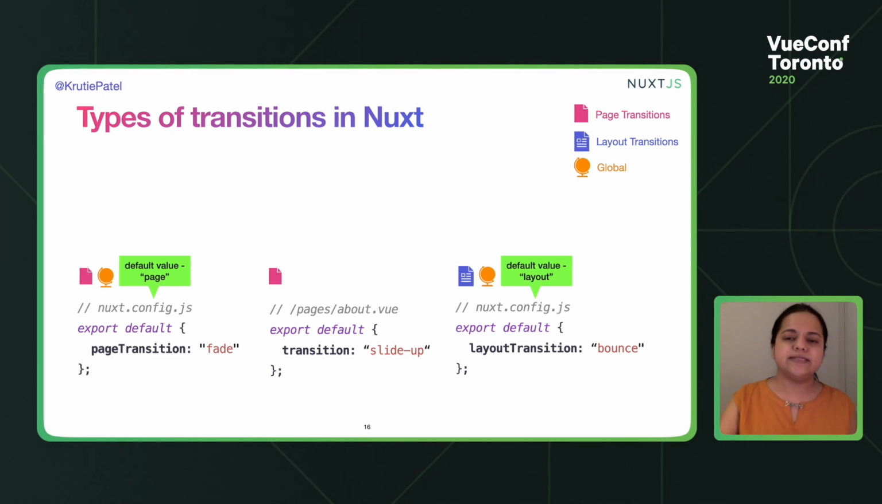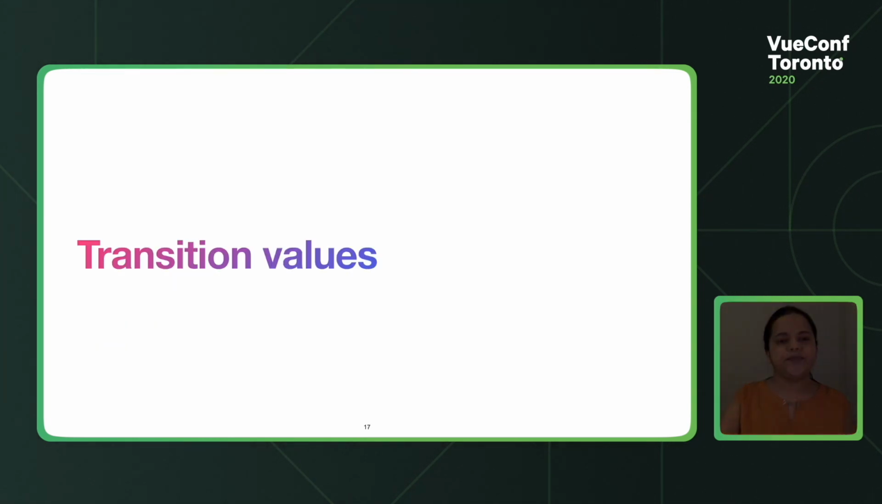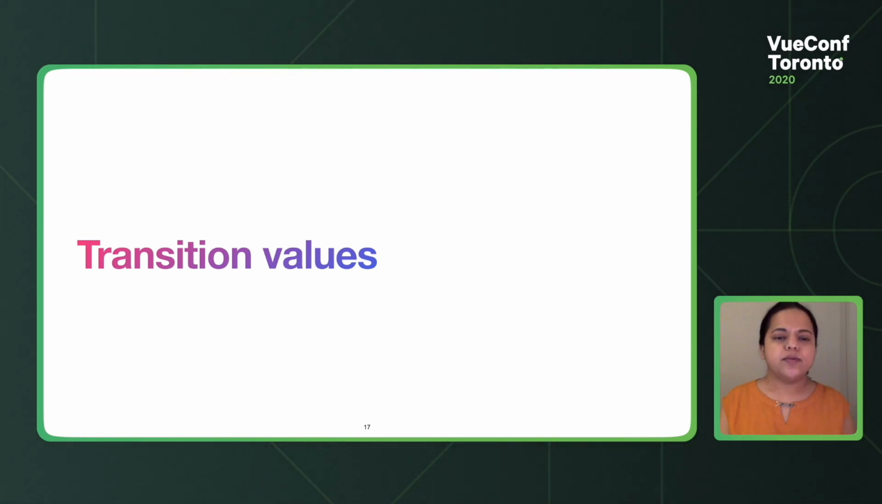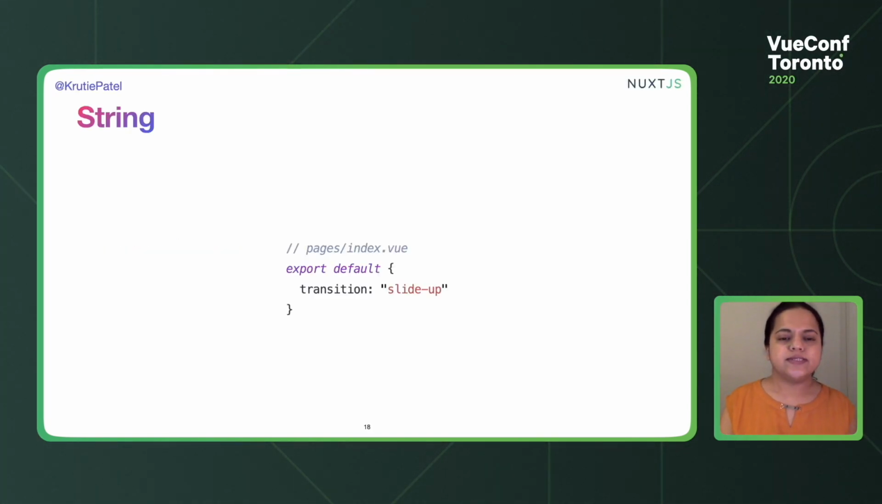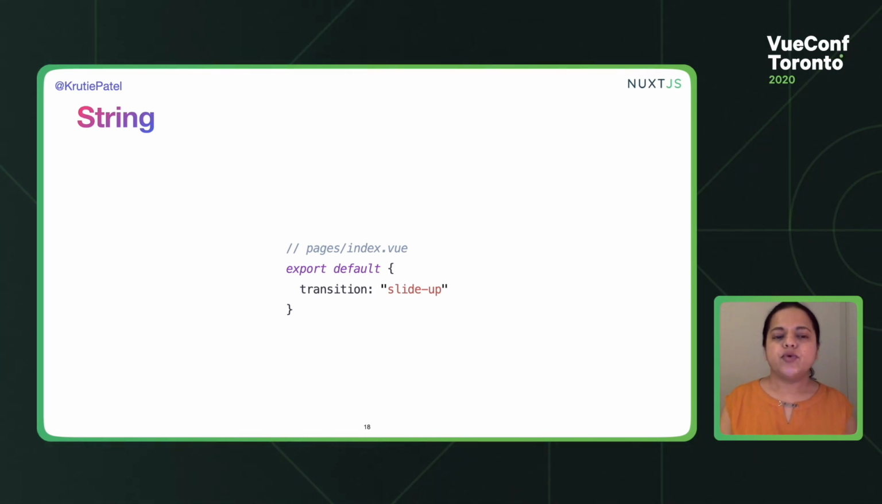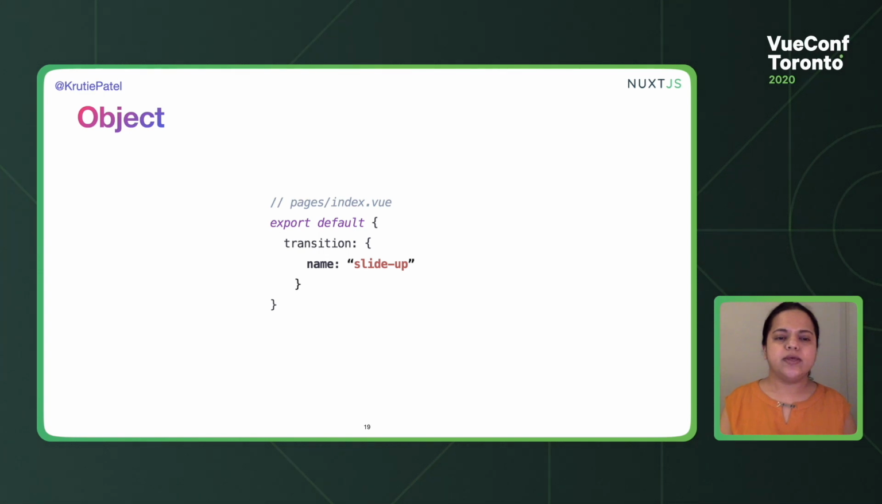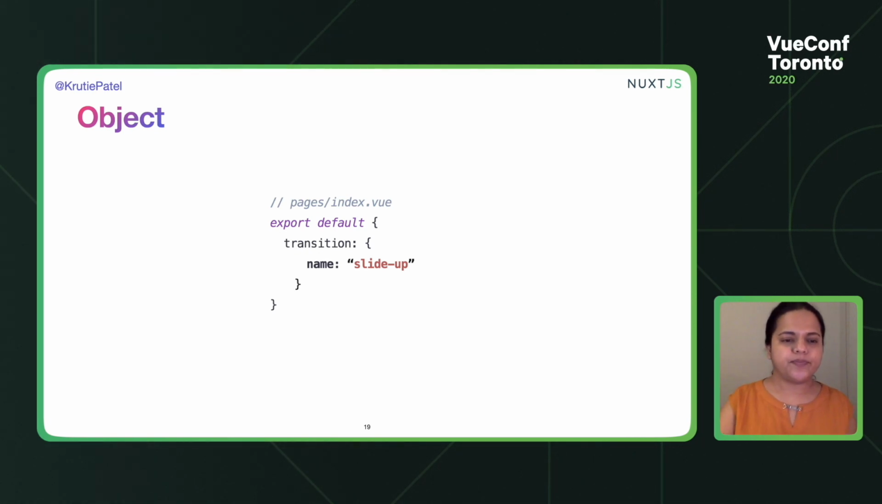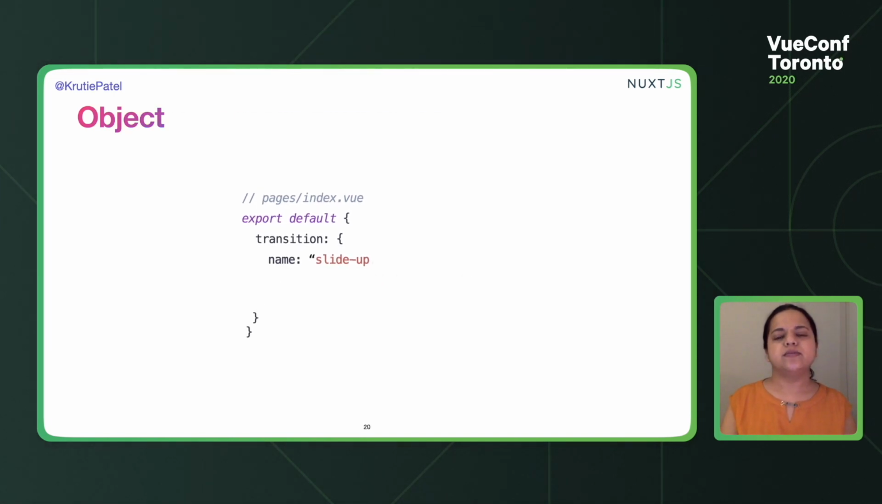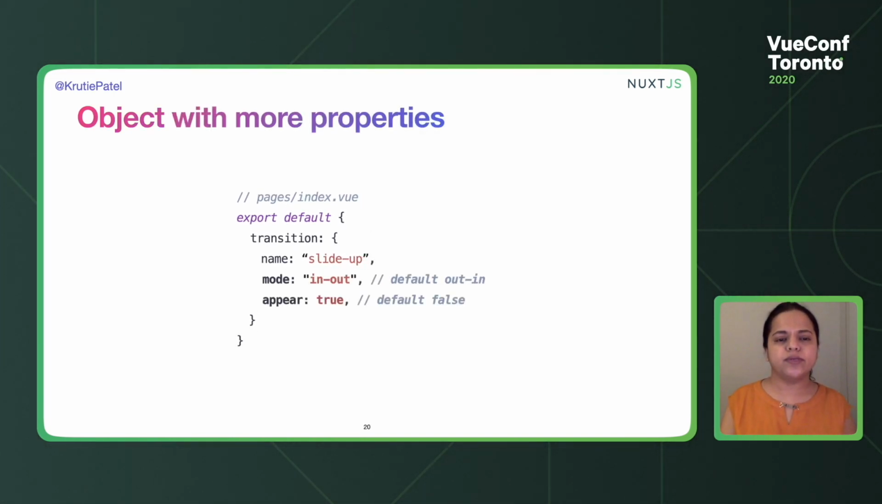So let's see transition values. By default, the transition value is set to string, which is a CSS transition class, but we can also write the same transition in object format as well. And when the page transition is written in object notation, the name key becomes required. And at the same time, we get a lot more freedom to customize this transition in object format.